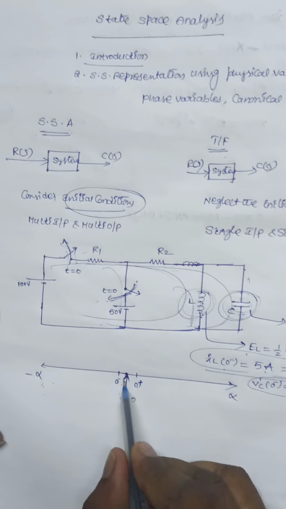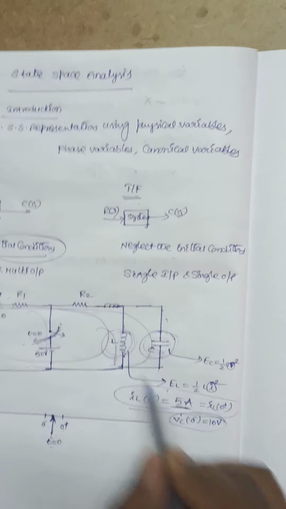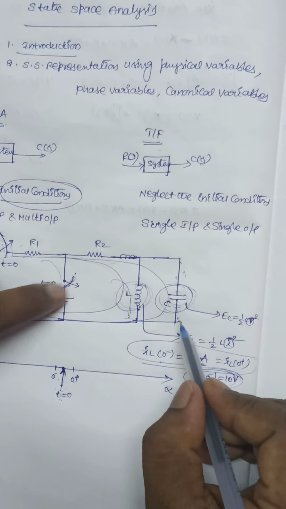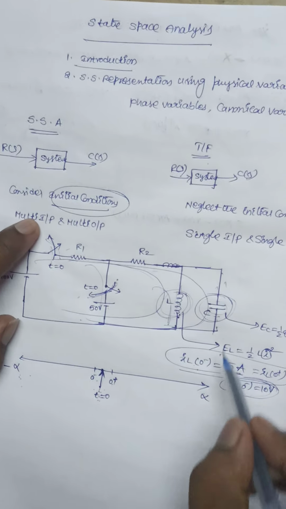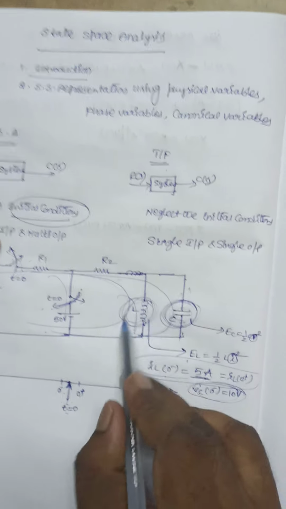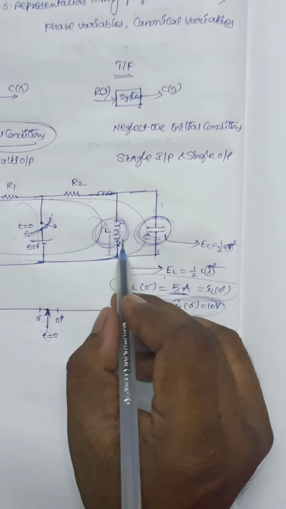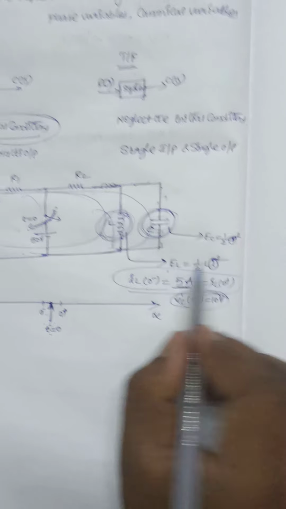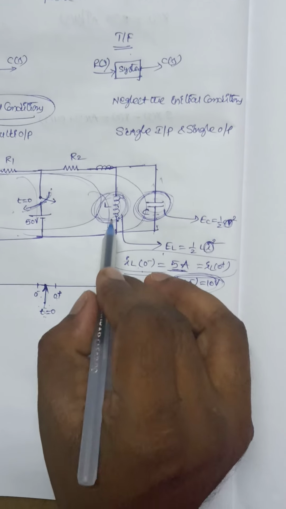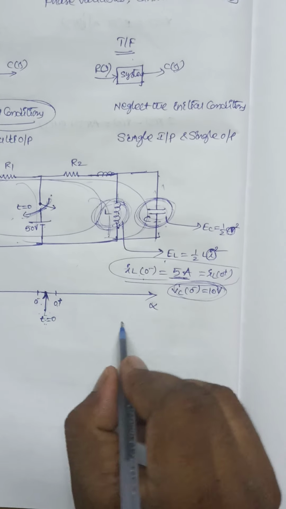That means at t is equal to 0, what is happening? There is a current flowing through the inductor and there is a voltage across the capacitor whenever the switch is closed and the switch is opened. So there are initially some energies here. The energy in the inductor is due to the current, the energy in the capacitor is due to the voltage. So these energies, or these current and these voltages, are nothing but initial conditions.